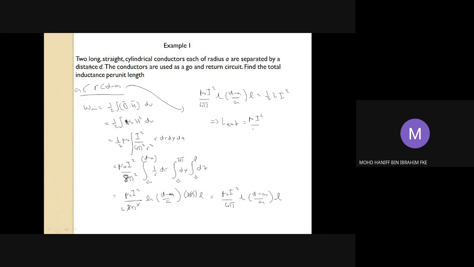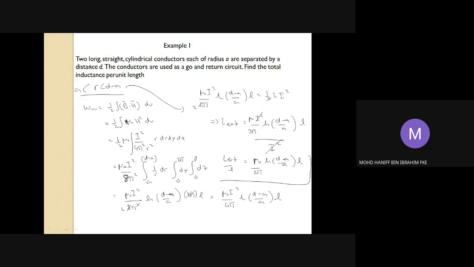2 pi should be there. Yeah, because it cancels out with this, you're going to have 2. Right, and then we're going to have ln of (D minus A) divided by A, divided by I squared. So that can still be cancelled out. So we're going to have, sorry, L should be there. So we're going to have L external over L equals mu naught, ln of (D minus A) divided by A, L divided by 2 pi.